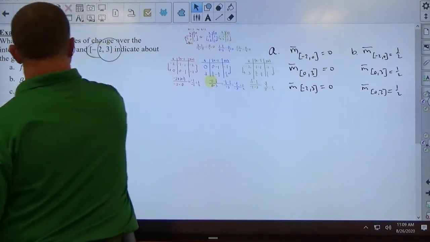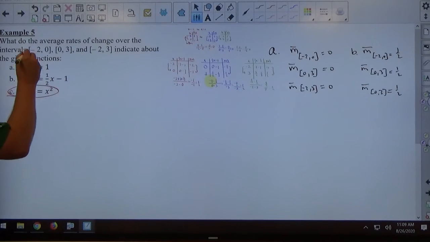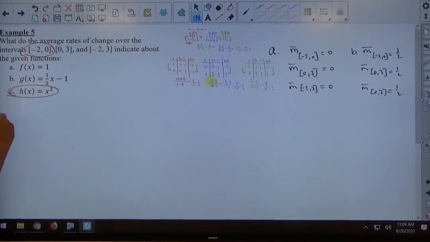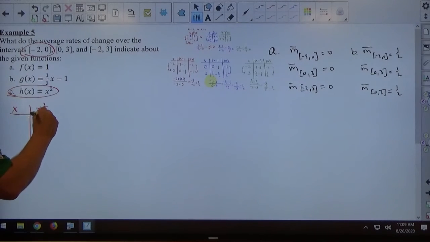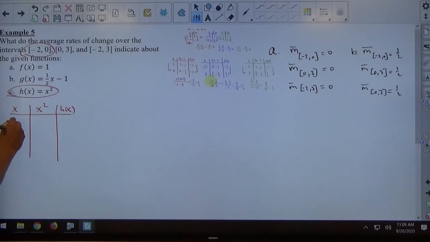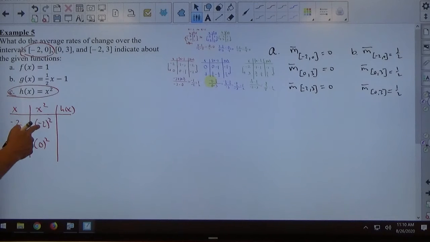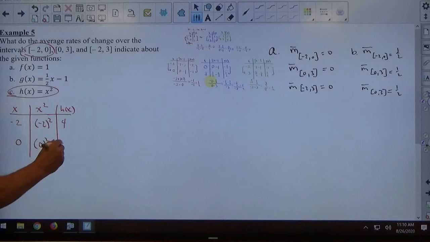All right, our final one. We got h of x equals x squared, and we got interval from -2 to 0. So if I make up an xy chart for this, I got my x, I got my x squared, and I got my h of x. So -2 to 0, I'm worried about -2, I'm worried about 0. So here I've got -2 squared, here I've got 0 squared. All right, so x is being squared. Make sure the sign and the number all get squared, don't just square the number. So when I have -2 times -2 makes +4, 0 times 0 makes 0.